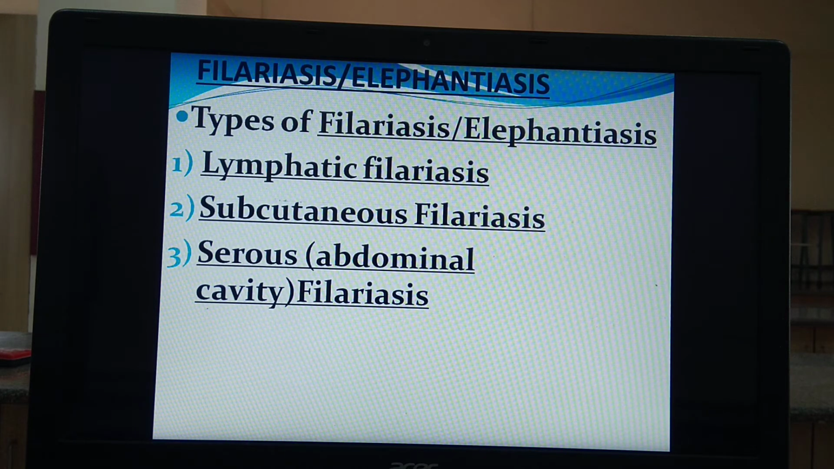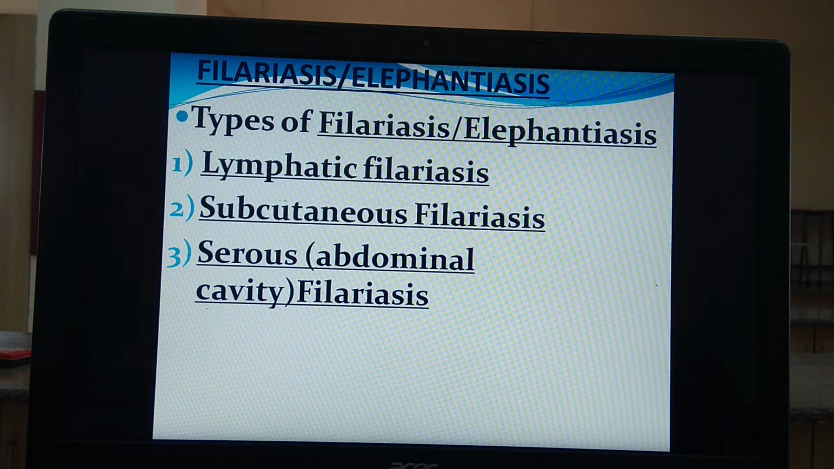What's the meaning of the word subcutaneous? Subcutaneous means the pathogen is found below the skin. Cutaneous is for skin and sub for below. And third is serous, which is also called abdominal cavity filariasis. So remember, there are three types of filariasis: lymphatic, subcutaneous, and third one serous.